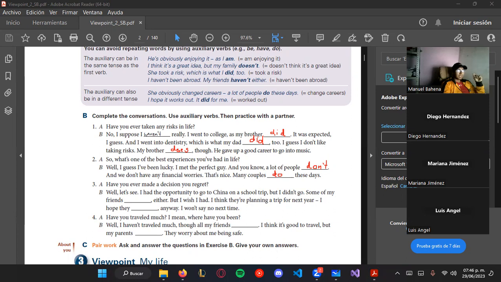Number 3, Rosa. Have you ever made a decision you regret? Well, let's see. I had the opportunity to go to China on a school trip, but I didn't go. Some of my friends, ay, a ver qué le puse, some of my friends, es la 3, ¿verdad? Yes. Didn't. Some of my friends didn't. Okay. Why didn't?